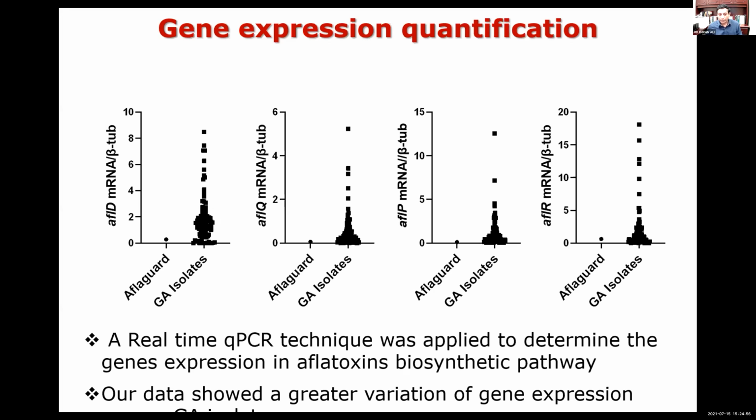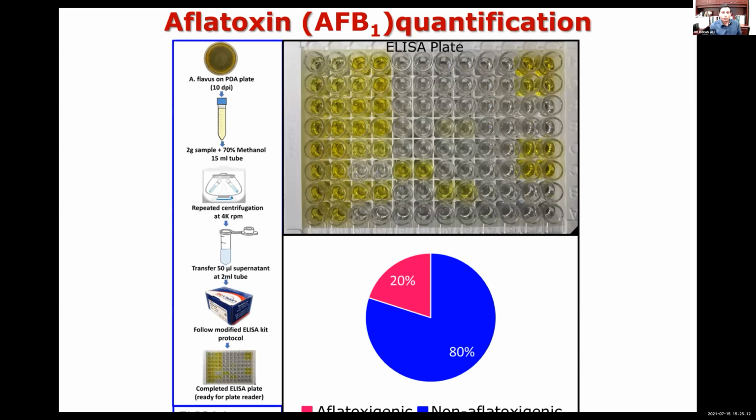Now the question comes: we do see these 4 genes present in different isolates, and they indeed have expression from higher to lower. Do they produce aflatoxin? To answer this question, the next experiment we did was to determine the aflatoxin on the plate before giving any stress. Just plainly, we tried to understand whether the isolate is really aflatoxigenic.